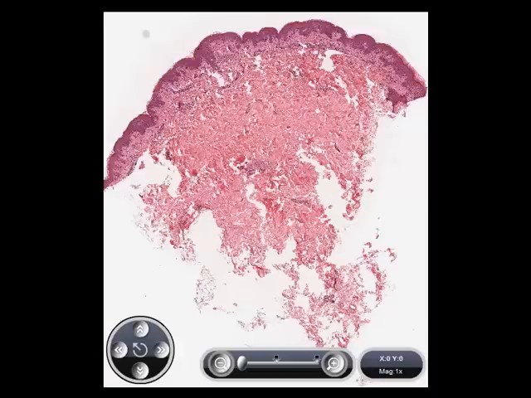The next slide we're going to examine is that of acute graft versus host disease. You'll find this slide in the virtual slide library along the left-hand side of your screen. Go to the section on lichenoid and interface inflammatory reaction patterns, and you will find graft versus host disease.